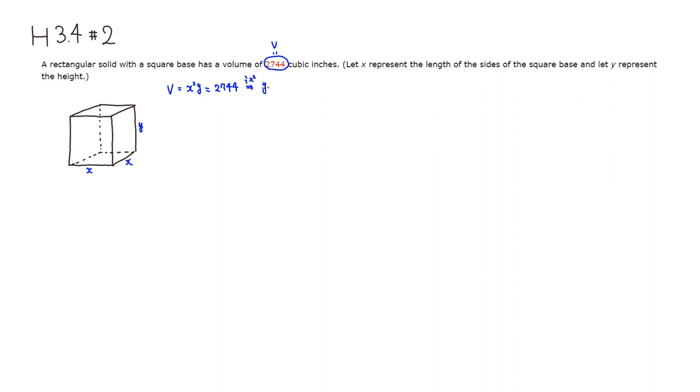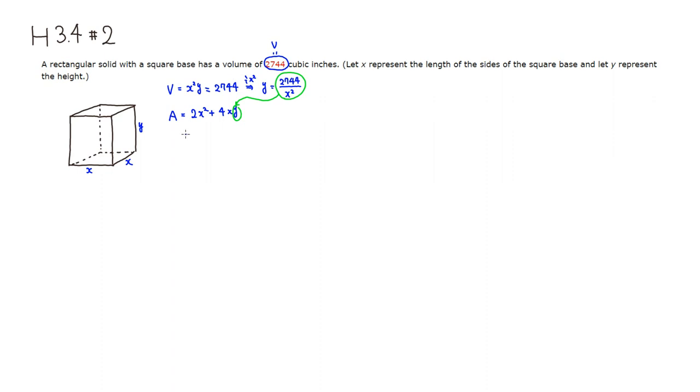So we have y is equal to 2,744 divided by x squared. The surface area, which I'm going to call A, is going to be, you have x squared on top and bottom, so 2 times x squared, plus the side wall has an area of x times y, and you have 4 of them, so it's 4 times xy. Then since y can be rewritten as 2,744 over x squared, I'm going to plug that in here.